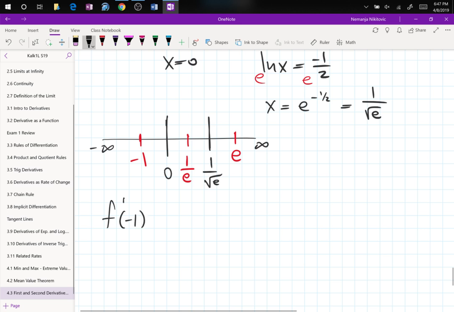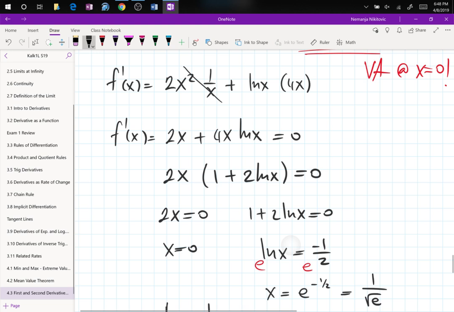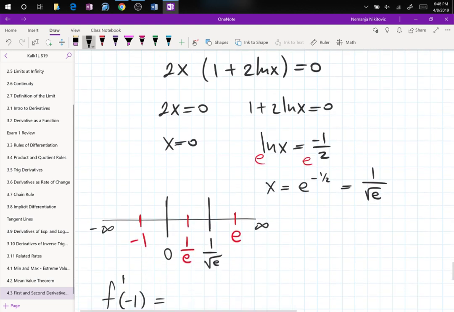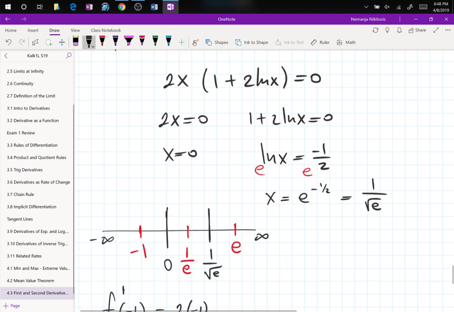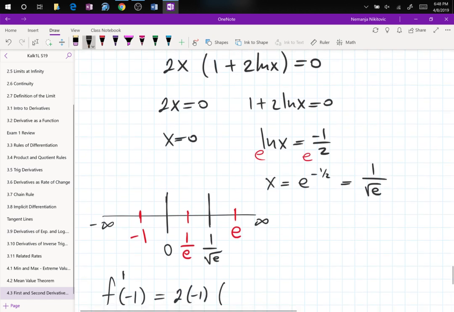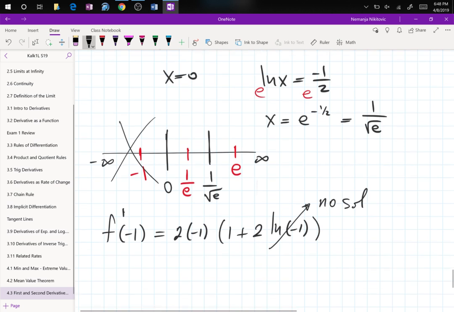So f prime of -1. First derivative test. All right, let's plug in -1 into our derivative. And we see an issue immediately, because we have 2 times -1, and then 1 plus 2 times ln of -1. And no solution. So we eventually end up canceling this part.